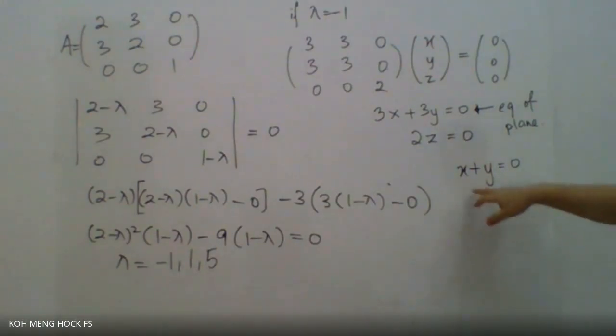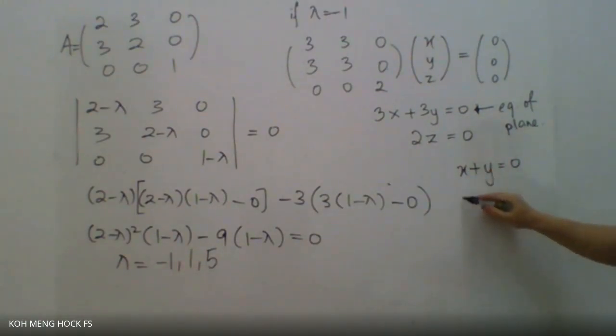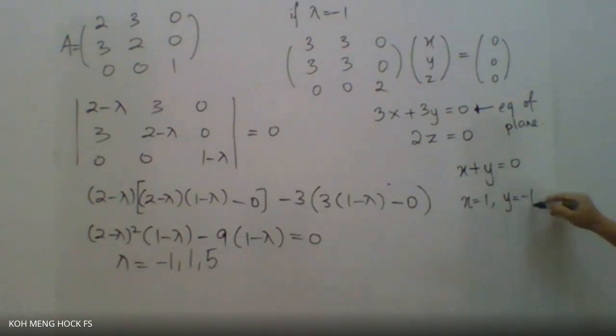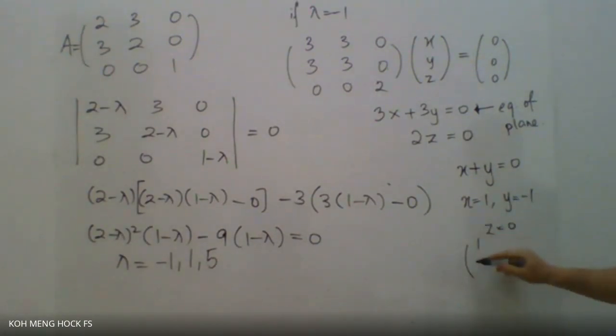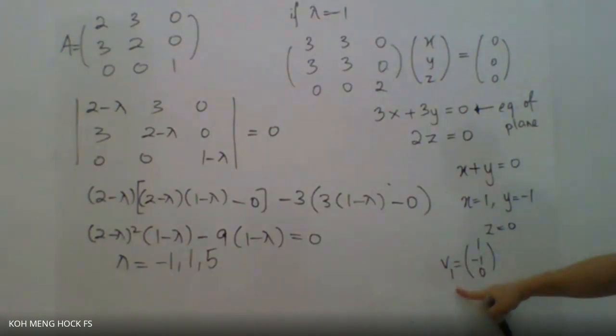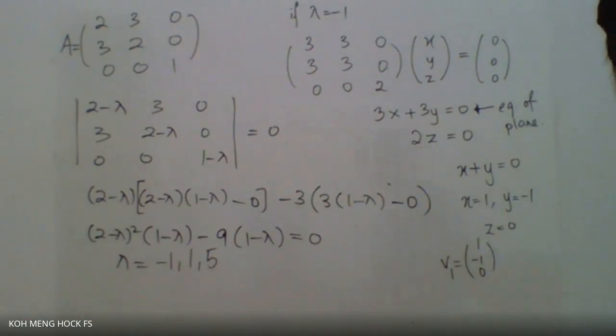So for example, you can take x equals to 1, and then y is going to be negative 1, and then z equals to 0. So now you have 1, -1, 0. Let's call this V1. So this is the first eigenvector. Any questions, any problems, comments?